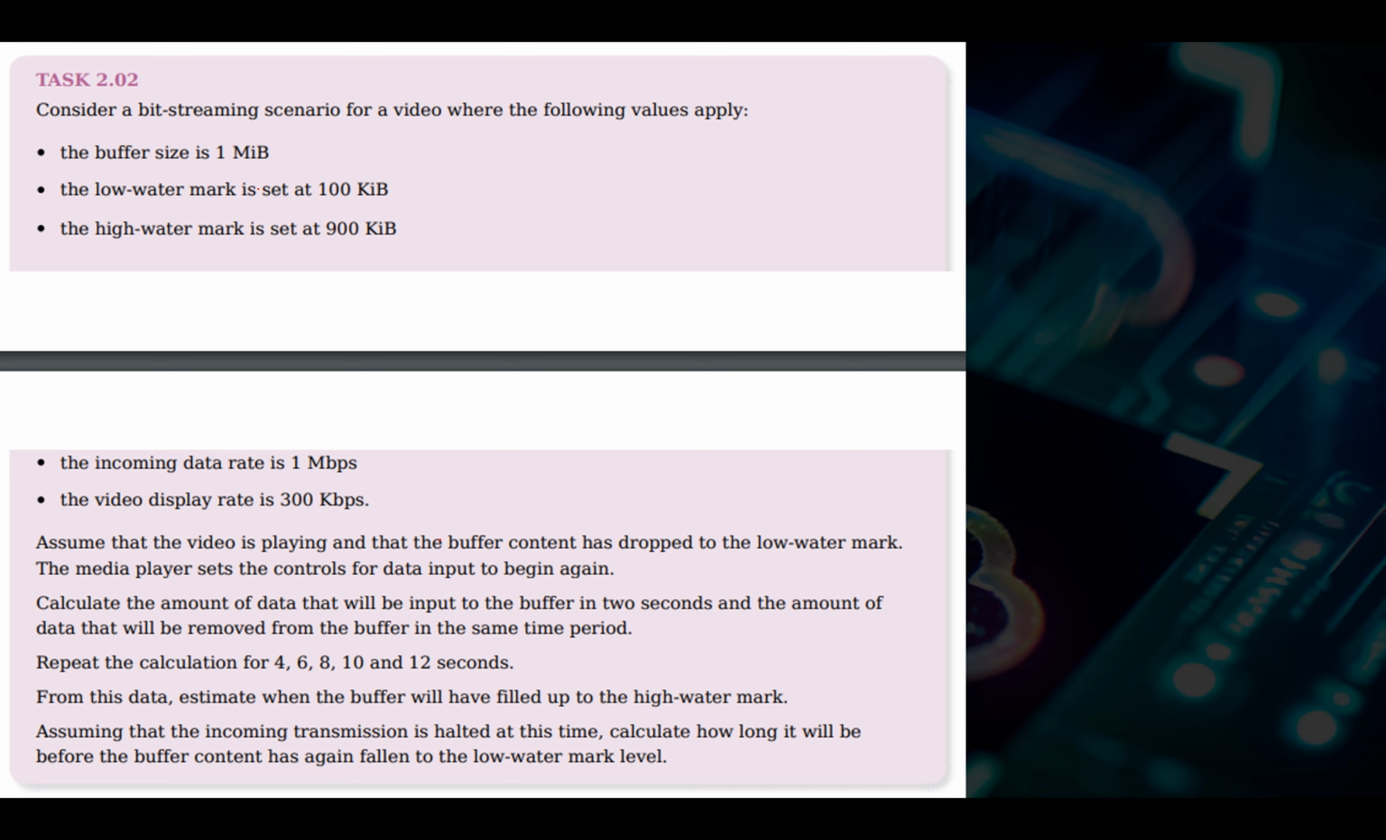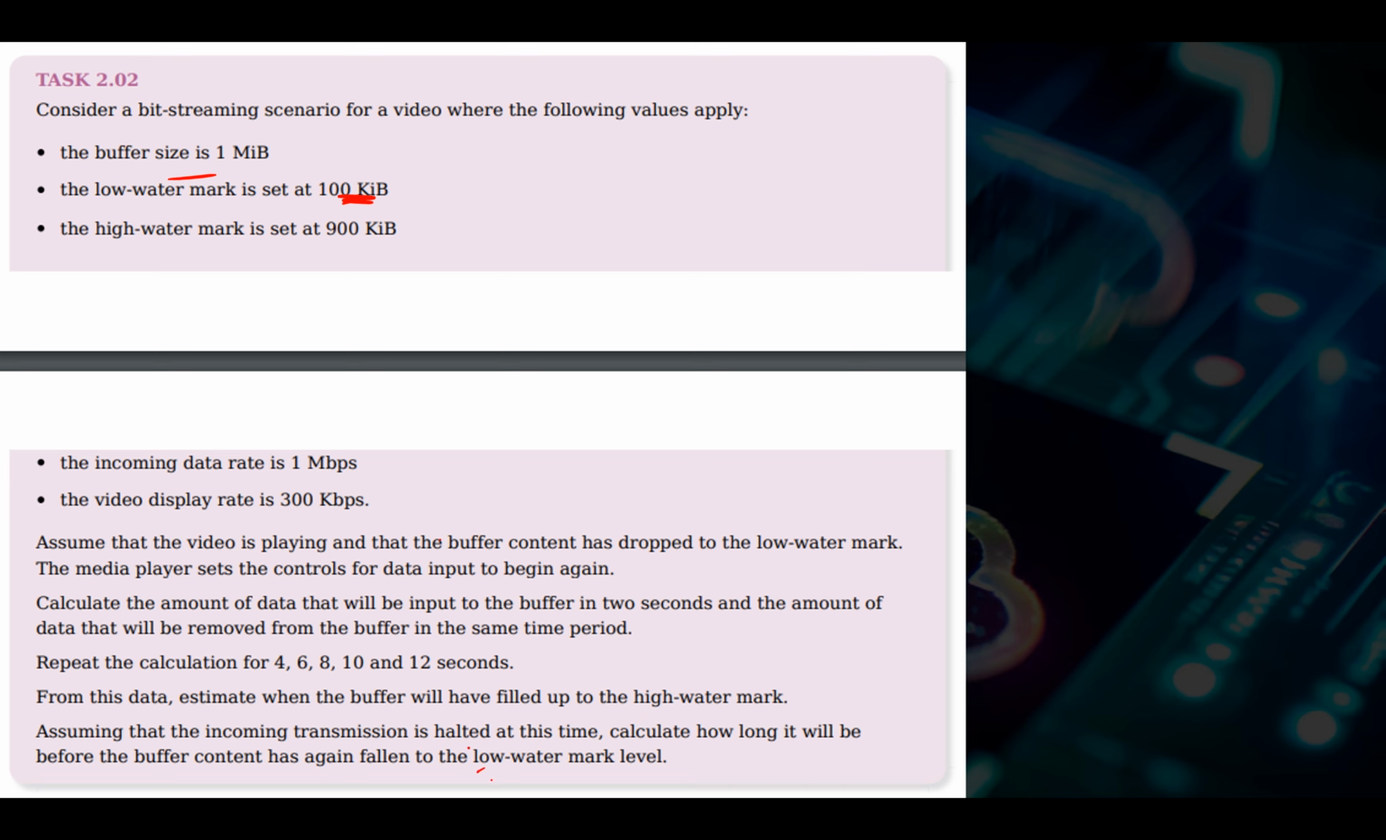So the low watermark, that's this 100 kilobytes. The media player sets the controls for data input to begin again, and we want to calculate the amount of data that will be input to the buffer in 2 seconds, and the amount of data that will be removed from the buffer in the same time period. Then it says, repeat for 4, 6, 8, 10, and 12 seconds.